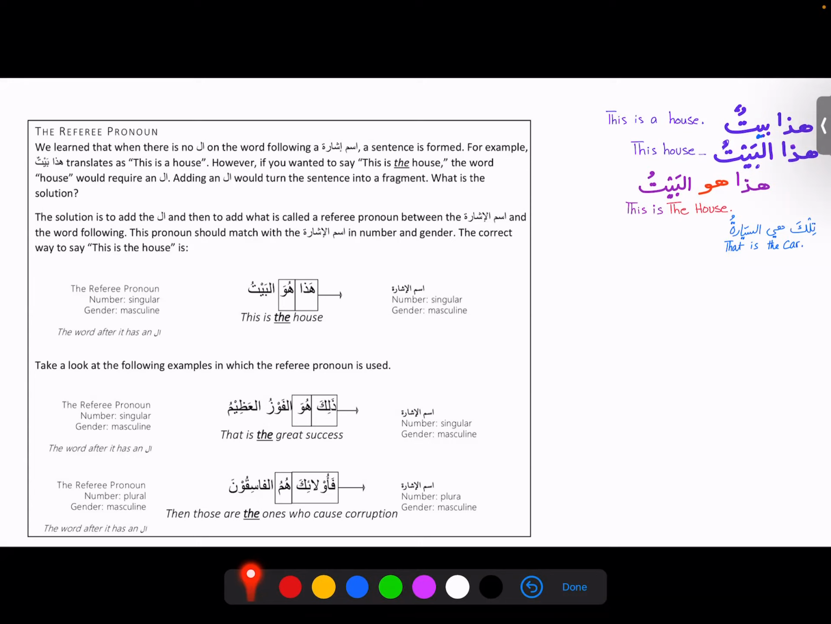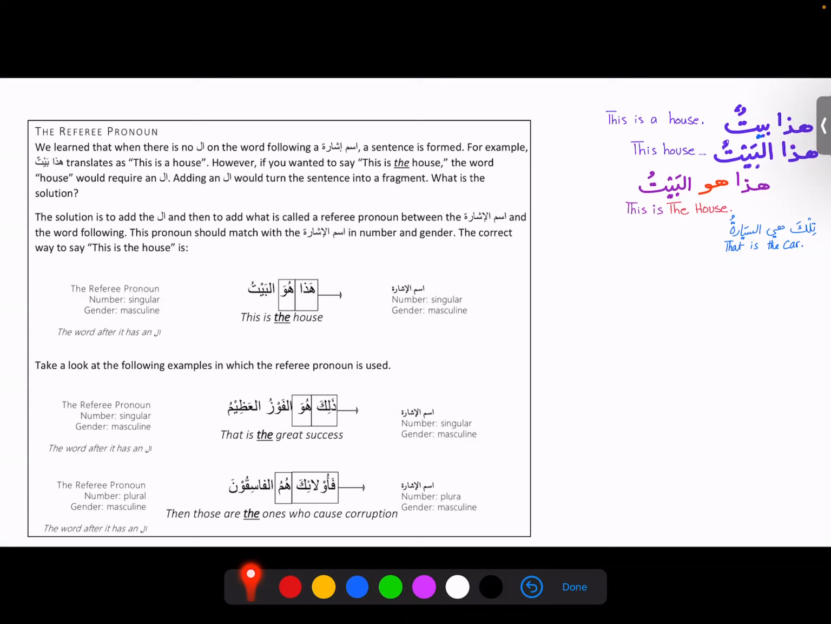And what is the rule for that? To insert what pronoun after ismul ishara? After ismul ishara, we need to bring a pronoun. And how should this pronoun and ismul ishara go together? They should match in number and gender. Perfect. Okay. So far, so clear.